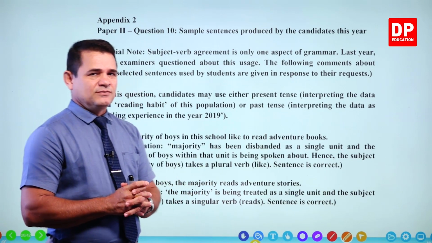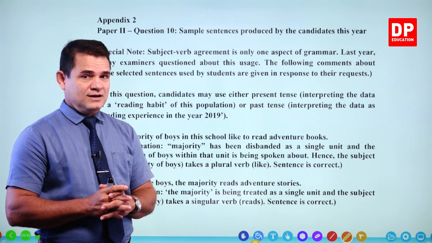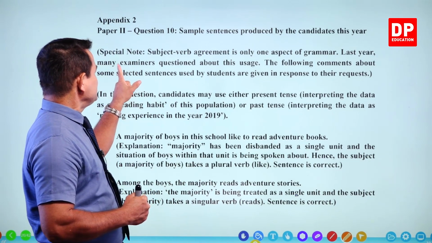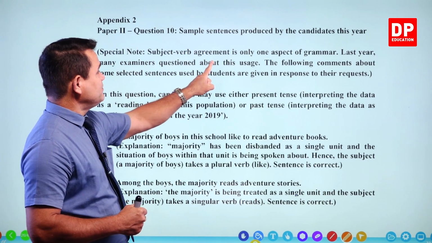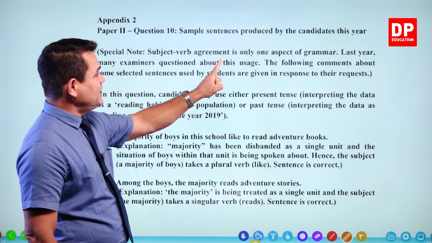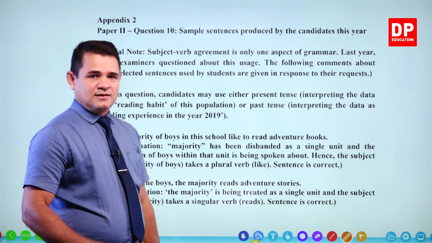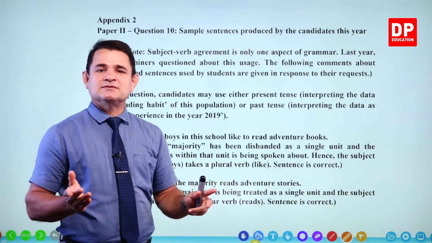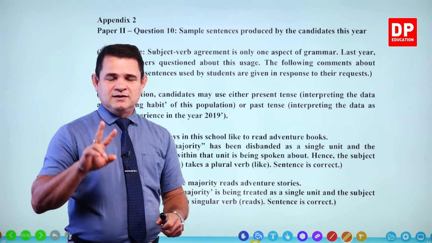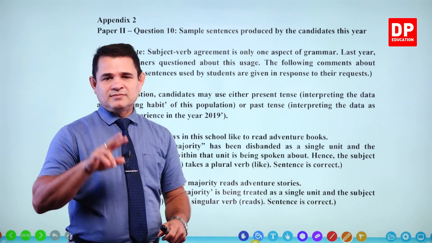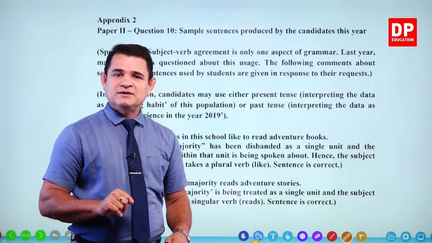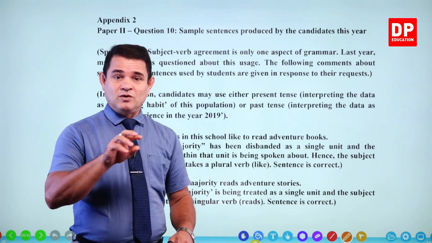This is very very important. Pay your full attention and try to catch it. Special note, right? Subject verb agreement is only one aspect of grammar. I told you we learned sentence patterns. First we learned subject verb, then subject verb object, and subject verb complement, then subject verb object object.